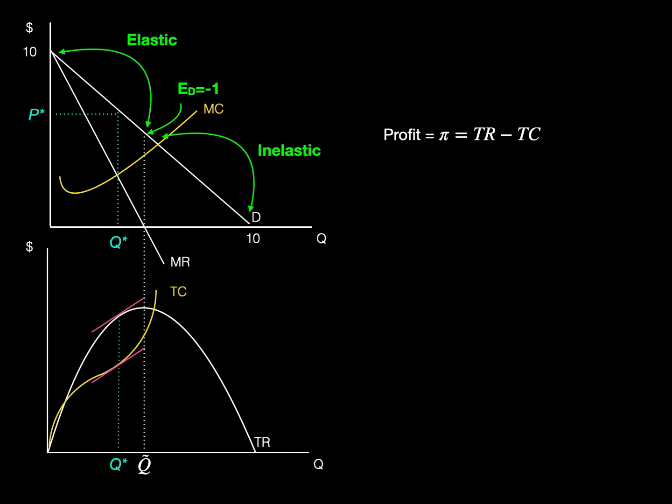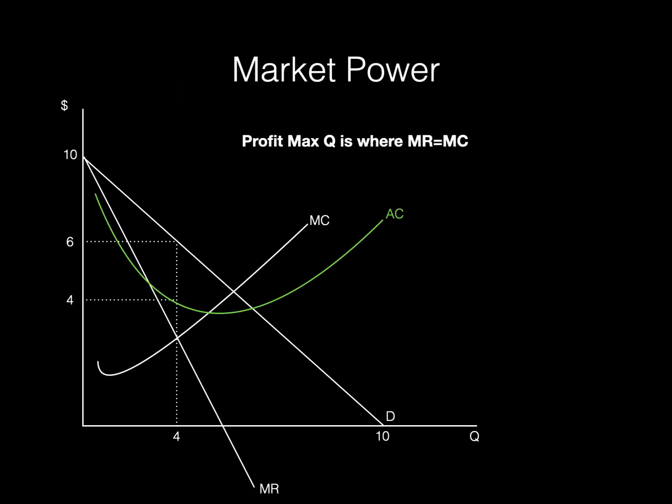If the firm is at the profit maximizing point Q star and decides to produce more, then total costs increase faster than the total revenue increases. This is another way to say that marginal cost is greater than marginal revenue. So profit is maximized at the point where marginal revenue is equal to marginal cost. For this example, this is where quantity is 4 and price is 6. When quantity equals 4, average cost also equals 4.